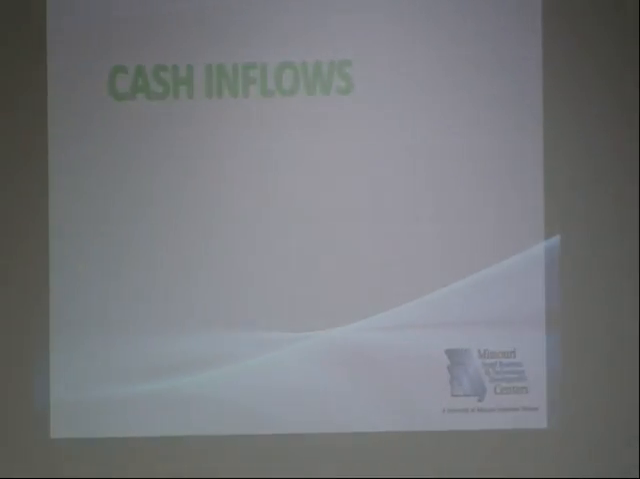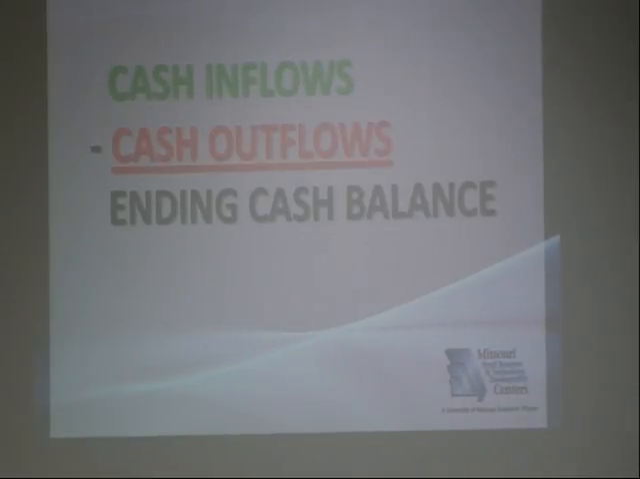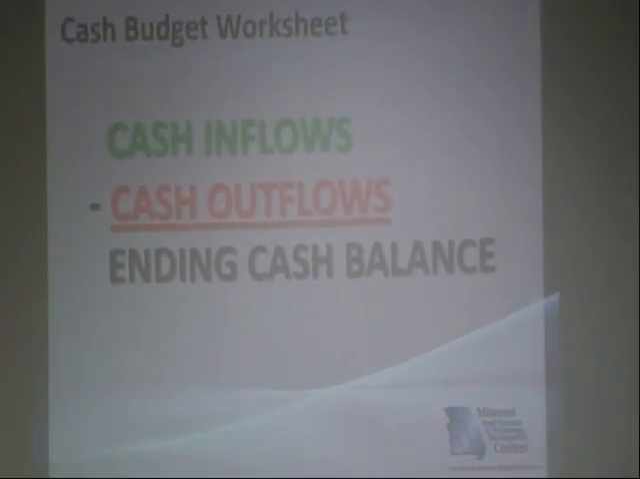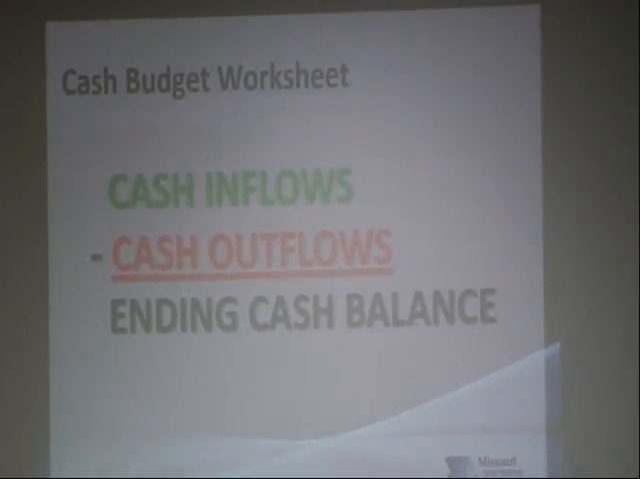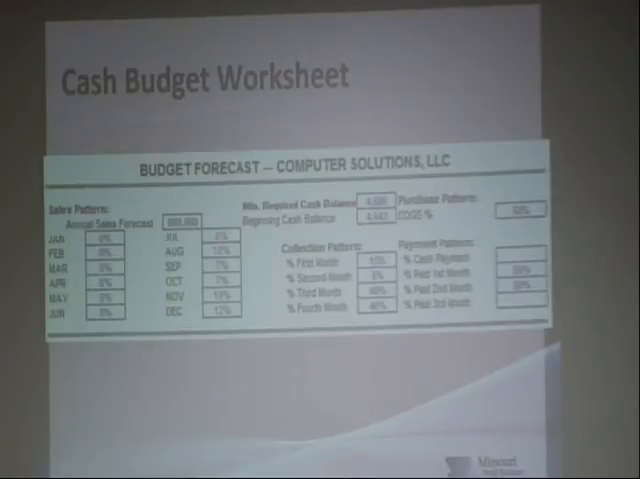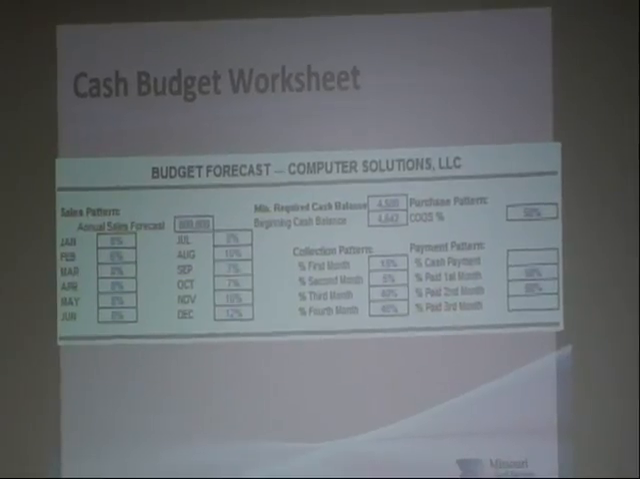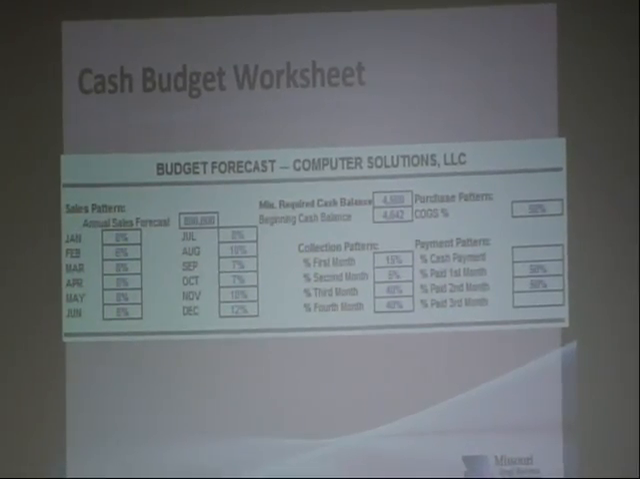So the cash budget worksheet is all about cash in, cash out, and the ending cash balance. Just like the cash flow statement, you begin with a certain amount, you have cash coming in, and you have cash coming out, and that is called cash flow. This is kind of like your checkbook. This concept's a little easier because we're going to deal with where the cash is coming in and where we're spending it.